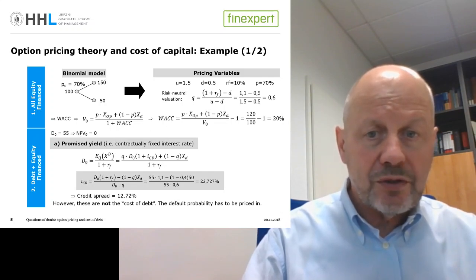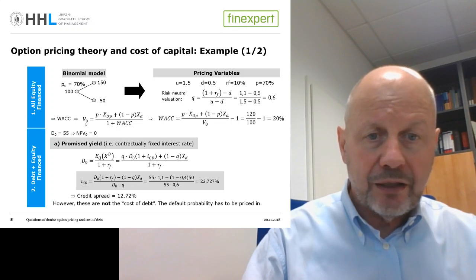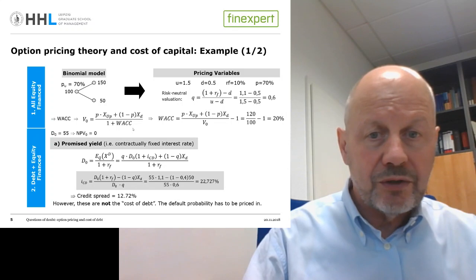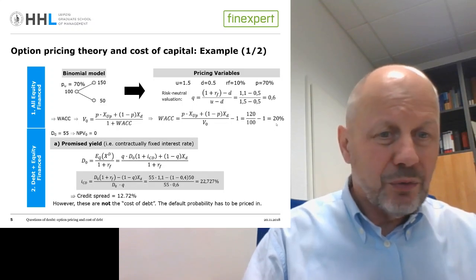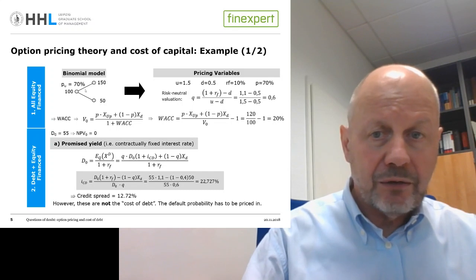And of course you see that the payments and cash flows in the up and the down states are given. The real probability is given with 70%, the counter probability is given, and the current market value of 100 is given. So we can rearrange for the only unknown in this equation, and the unknown is the WACC. If we plug in the figures, then you see that the WACC is 20%. So if we discount the expected cash flows, which is 120, with a 20% discount rate, then we get the current value of 100.